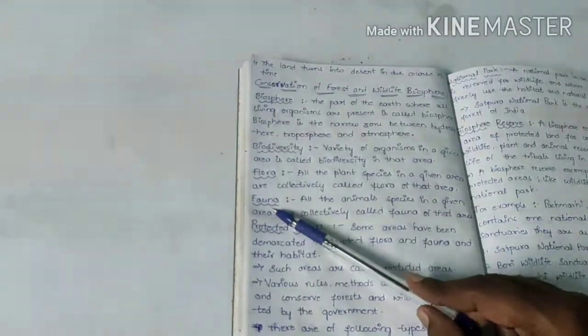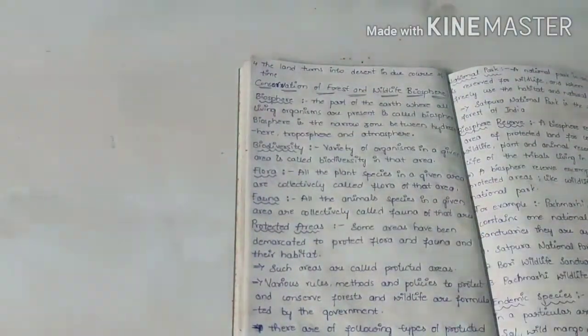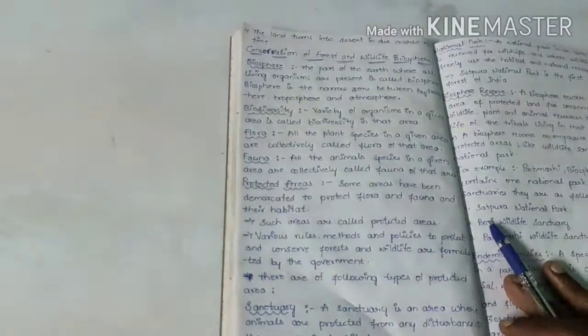Next term is fauna. All the animal species in a given area are collectively called the fauna of that area. Now again, in the same way, all the plants I call the flora of that particular area, and all the animals are known as the fauna of that particular area.